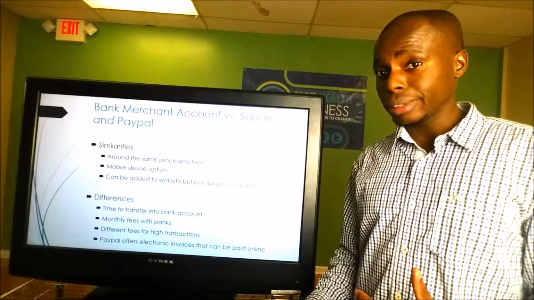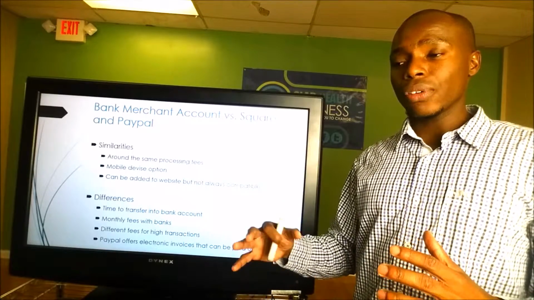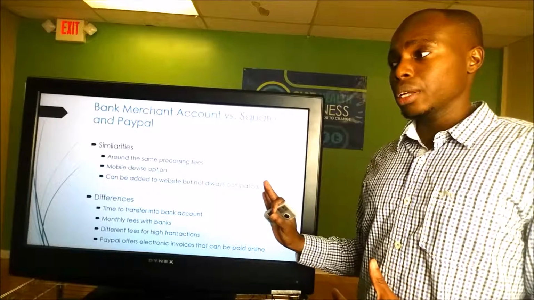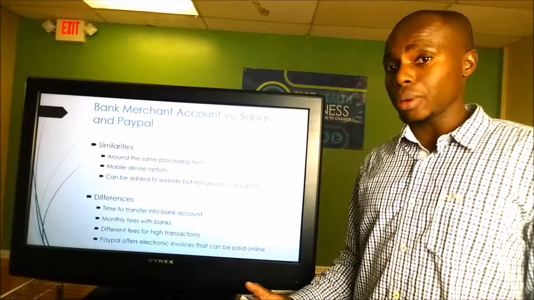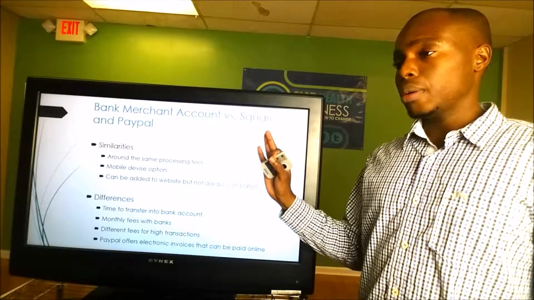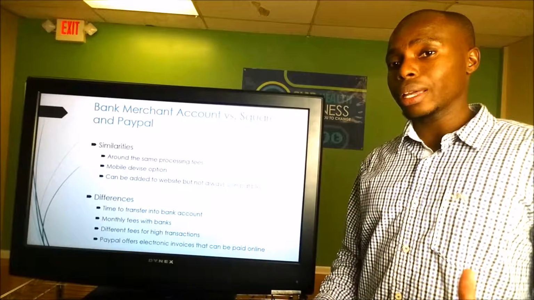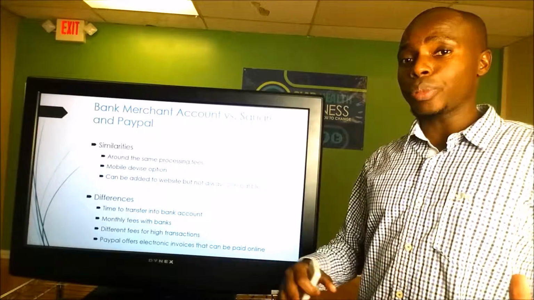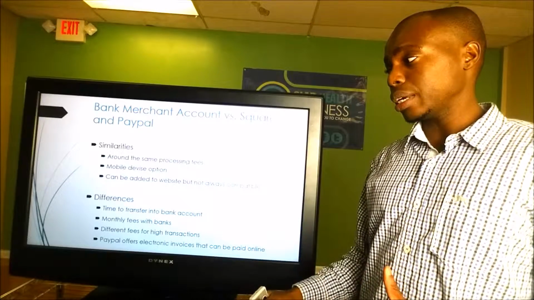In addition, if you have to leave your bank for whatever reason, having all of your stuff with your bank really limits you and keeps you from leaving the bank. Versus PayPal and Square, as long as you have a bank account, you can change banks and change bank accounts. They make it very easy to change things.